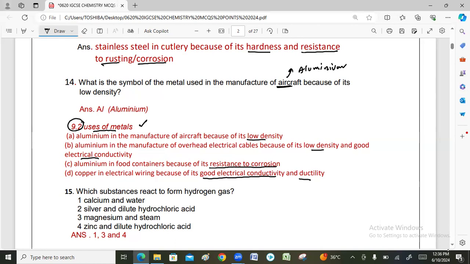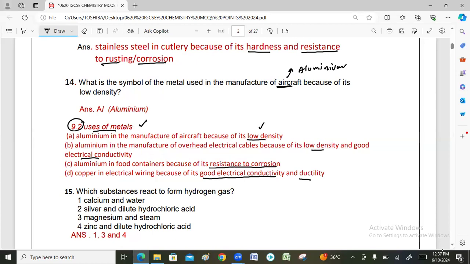Copper is used in electrical wiring. First, it is a good conductor of electricity, and it is ductile as well. In the food container, why is aluminium used? Resistant to corrosion. Manufacture of overhead electrical cables: low density and good electrical conductivity. Manufacture of aircraft: low density. So just read the uses of metals 9.2 in your 0620 syllabus. You will find the uses.